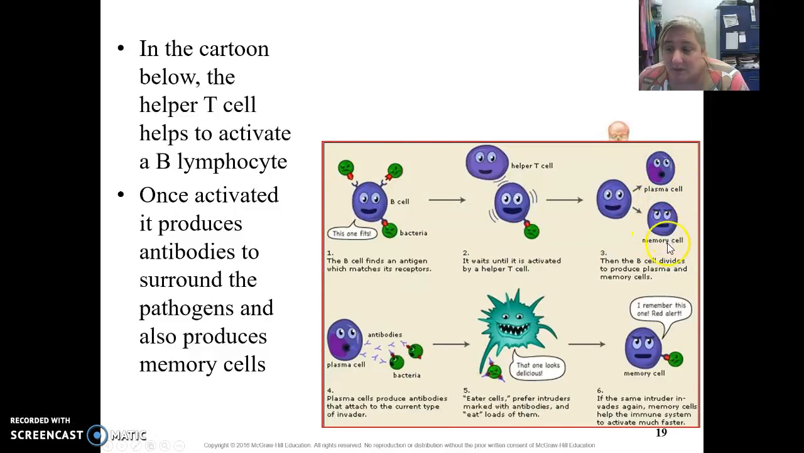Memory cells remember forever until they die. Whereas plasma cells produce these things called antibodies that are identical to the original receptor that bound to this pathogen. These antibodies will attach to the pathogen and inactivate that pathogen. They also cause the pathogen to be more likely to be eaten by macrophages. So that's what this is here.